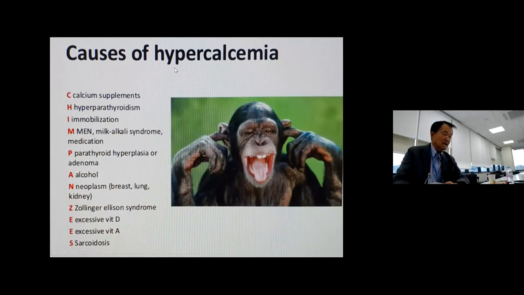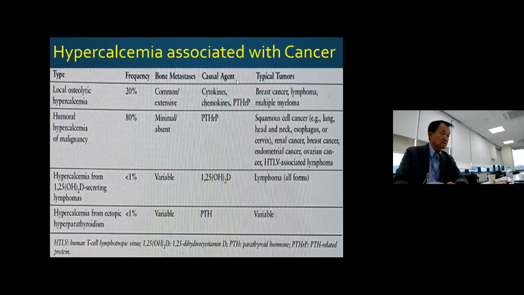hypercalcemia. So in any cancer patient, you always check calcium. If you have an increased calcium level in the serum, you have to make sure that it's related to cancer or parathyroid hormone. Zollinger-Ellison syndrome in the GI system, also excessive vitamin D, excessive vitamin A, and certain granulomatous diseases such as sarcoidosis also make a hypercalcemia.